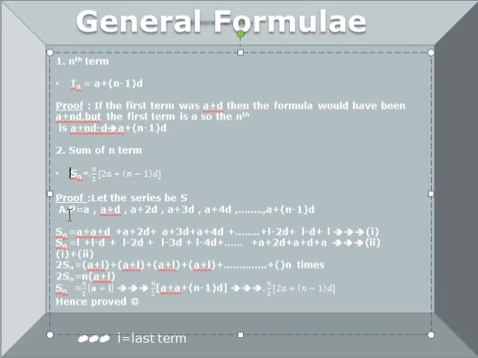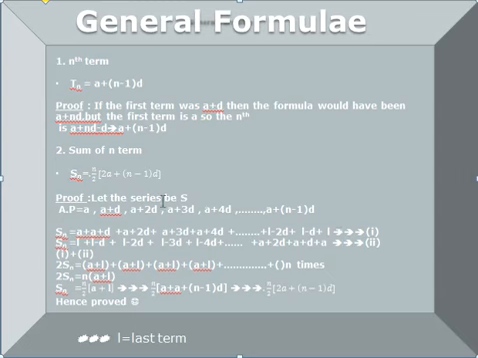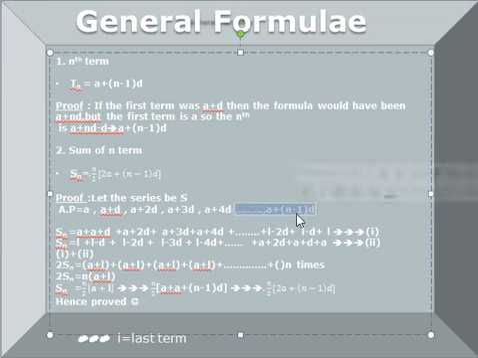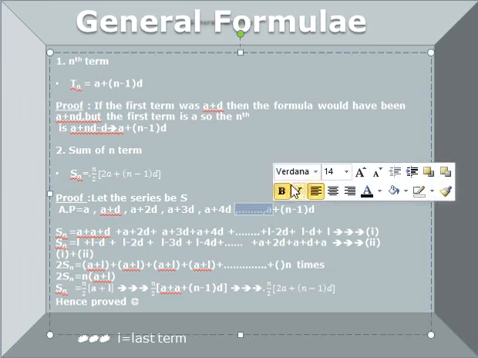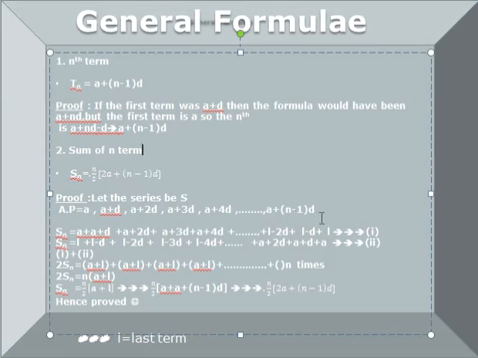Let our arithmetic progression be a, a plus d, a plus 2d, a plus 3d, and so on, up to a plus n minus 1 into d. This is our progression, and the sum of this sequence will be a series: a plus a plus d plus a plus 2d plus a plus 3d, and so on. The nth term here is the last term, a plus n minus 1 into d, so I'm just going to represent that with L.